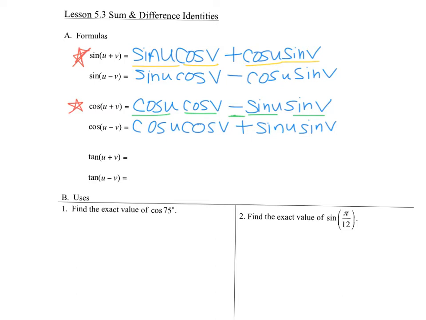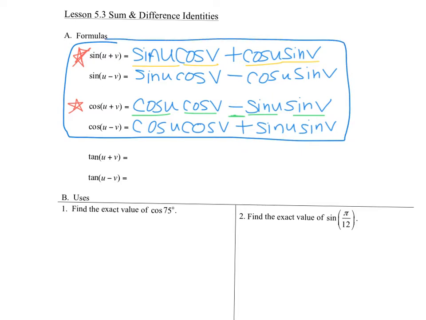Okay, here we go. Tangent of u plus v is equal to. Now, these you do not have to memorize, okay? So as far as memorizing goes, you need to know these four. If you know the cheer, it will tell you two of them. The other two are just going to be the opposite signs of the ones that you know. So tangent of u plus v is tan u plus tan v over 1 minus tan u tan v. Pretty bad, huh? Yeah, those are not fun.